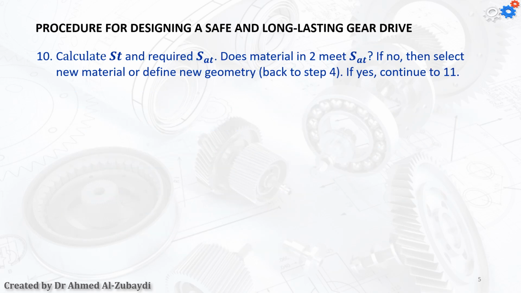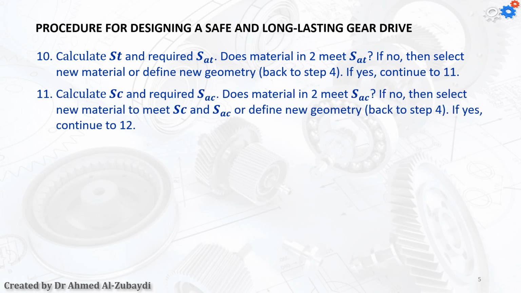Now we can calculate the ST and the required SAT value, and check whether the material in step 2 meets this value. The SAT should be checked. If not, then simply select a new material and define a new geometry, and this can be done by repeating the iteration back to step number 4. If yes, simply go to the next step.